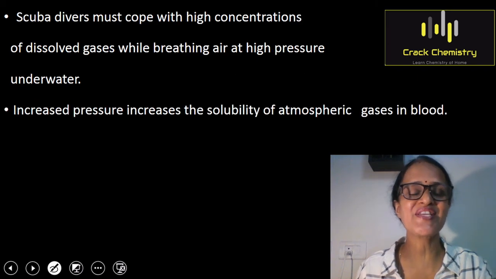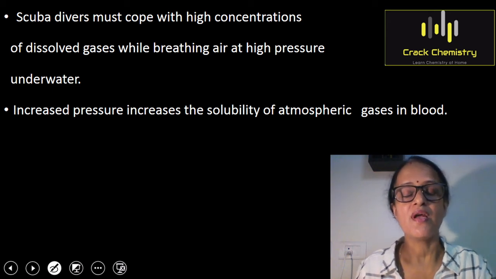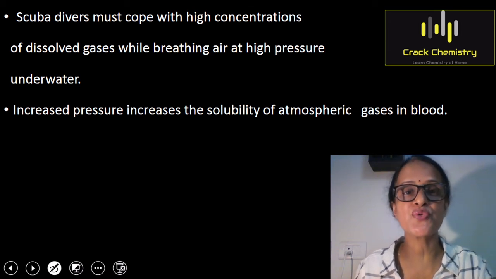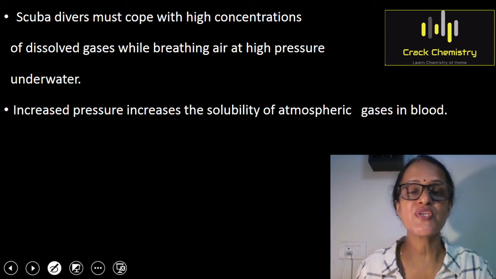Now, another interesting application. You know that scuba divers go deep under sea water. So what will happen? In deep sea water, they will be subjected to a very high pressure. As a result, again Henry's law is applicable there. Because of Henry's law, the solubility of gases in their blood and tissues will increase. As a result, a large amount of gases will dissolve in their blood and in their tissues.